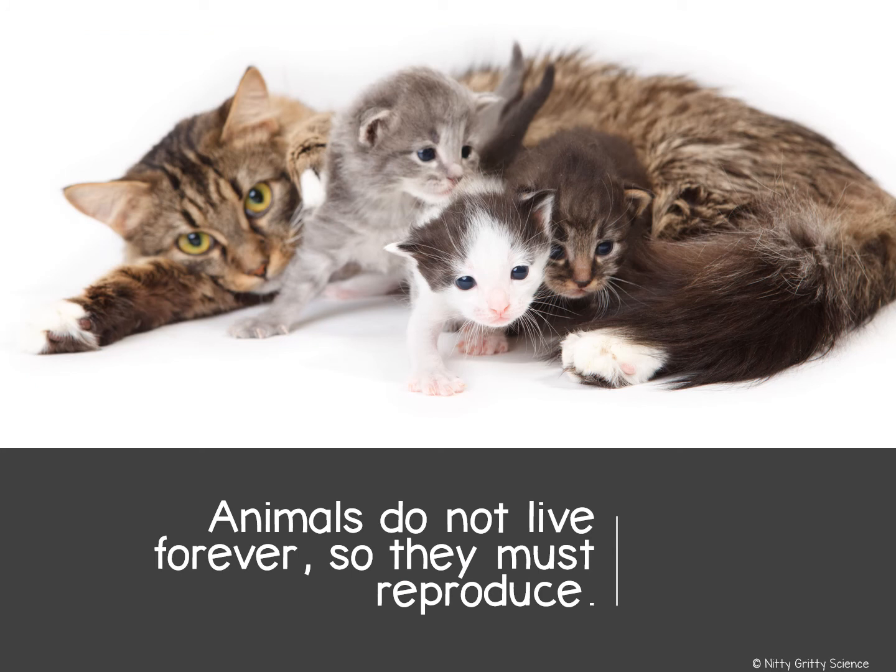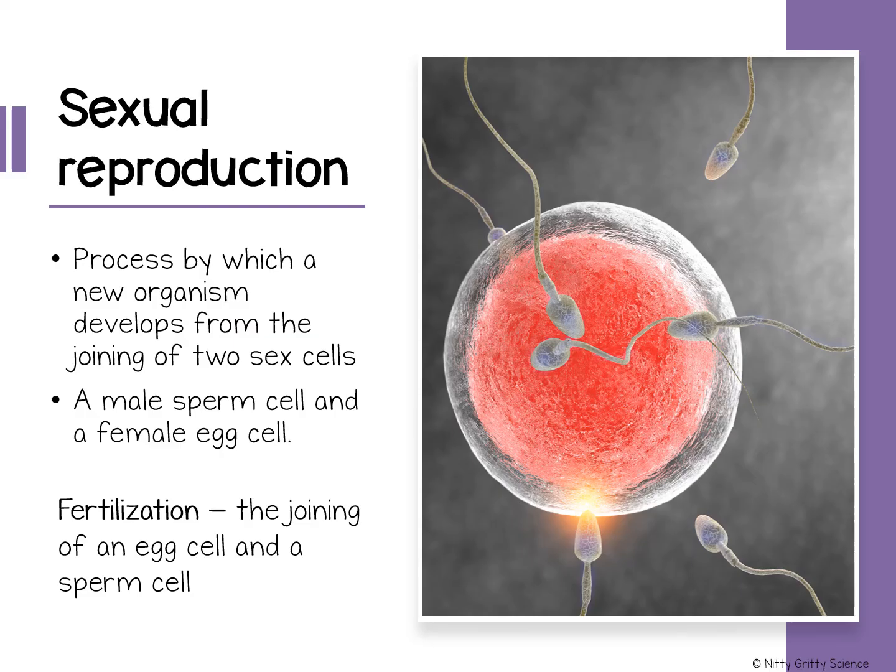An individual animal can't live forever, therefore they must reproduce. Most animals reproduce by sexual reproduction. This is the process by which a new organism develops from the joining of two sex cells, a male sperm cell from the father and a female egg cell from the mother. The joining of the egg cell and the sperm cell is called fertilization.